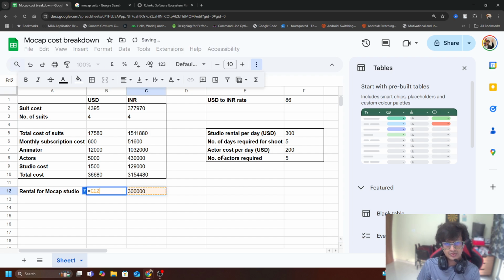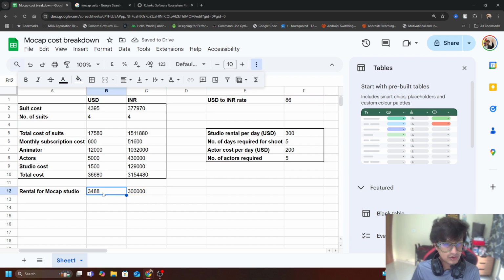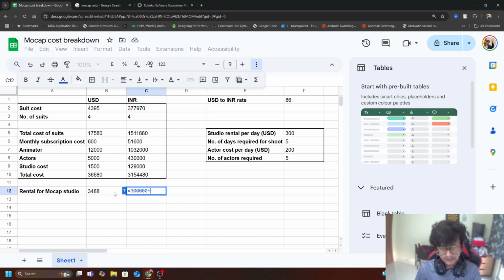Which translates to this divided by this, which means about $3,488. I'm just going to round this figure off so it looks nice and neat and clean. So the rental cost is 3 lakh rupees, or $3,488, per day. So now what you will do is multiply this by the number of days required for you to shoot.